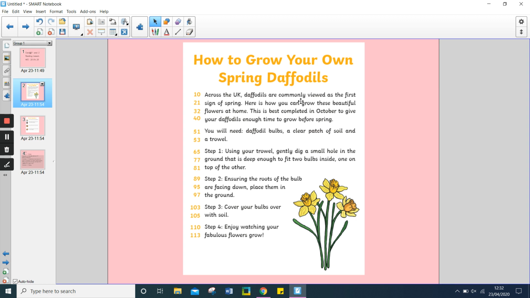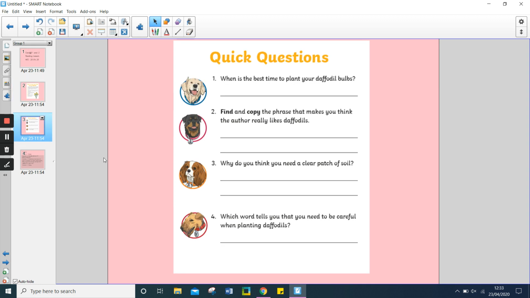So let's have a look. We've got no information there. Here's how you can grow these beautiful flowers at home. Oh, this is best completed in October to give your daffodils enough time to grow before spring. So I know that the answer to question 1 is October, and it tells me at the start of the text. So question 2 was, find and copy the phrase that makes you think the author really likes daffodils.